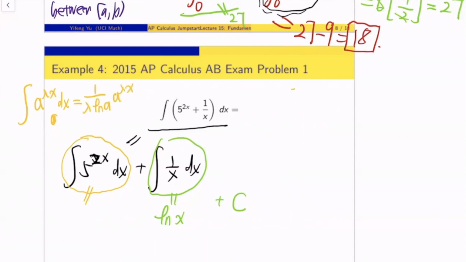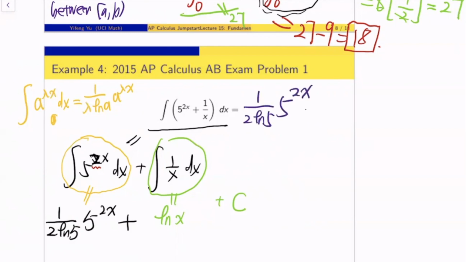Here the lambda is 2. If you remember this formula, you can quickly get it: this is just 1 over 2 log 5 times 5 to the 2x, plus the log term plus c. So eventually the answer will be 1 over 2 log 5 times 5 to the power 2x, plus log x, plus a constant c. And you can double check: if you take the derivative of each term, you get 5 to the 2x plus 1 over x.